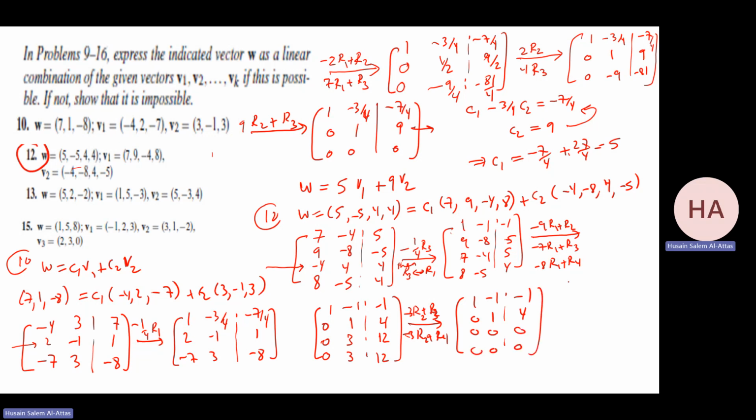So I'm getting what? C1 minus C2 is equal to minus 1. And C2 equal 4. That means what? C1 will be C2 minus 1, which is 3. So I have W is 3 V1, which is C1, plus 4 V2. That would be, yeah, I think it's easy to figure out.